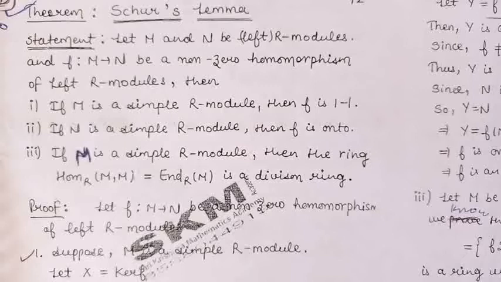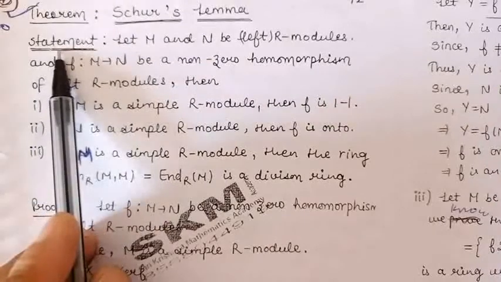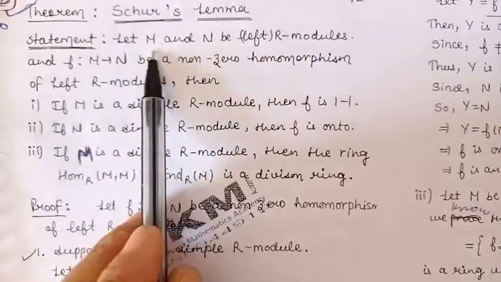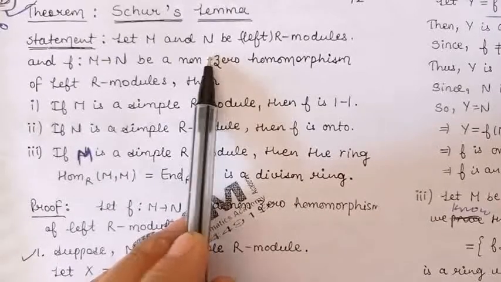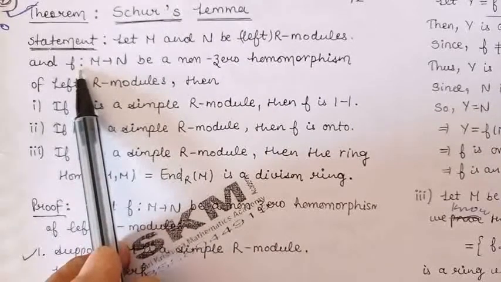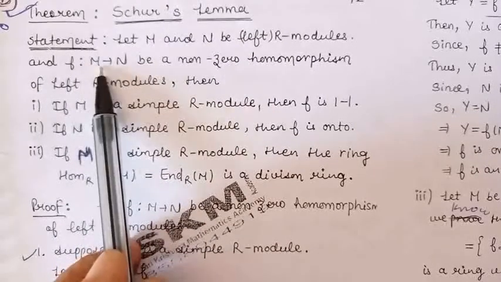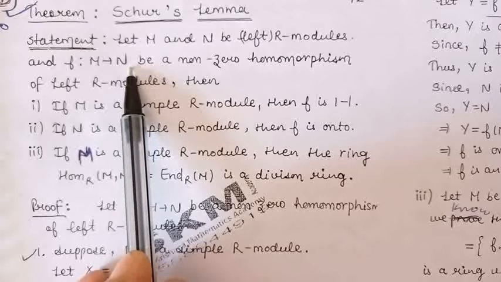In today's lecture, we will discuss Schur's lemma and semi-simple modules. So, first of all, we discuss Schur's lemma. The statement of this lemma is: M and N are two R modules, and we have a non-zero homomorphism f from module M into the module N.